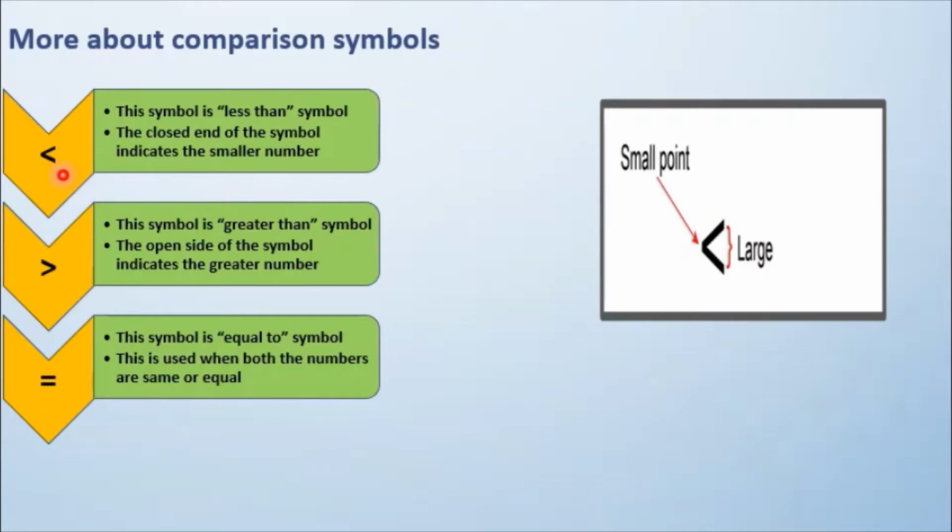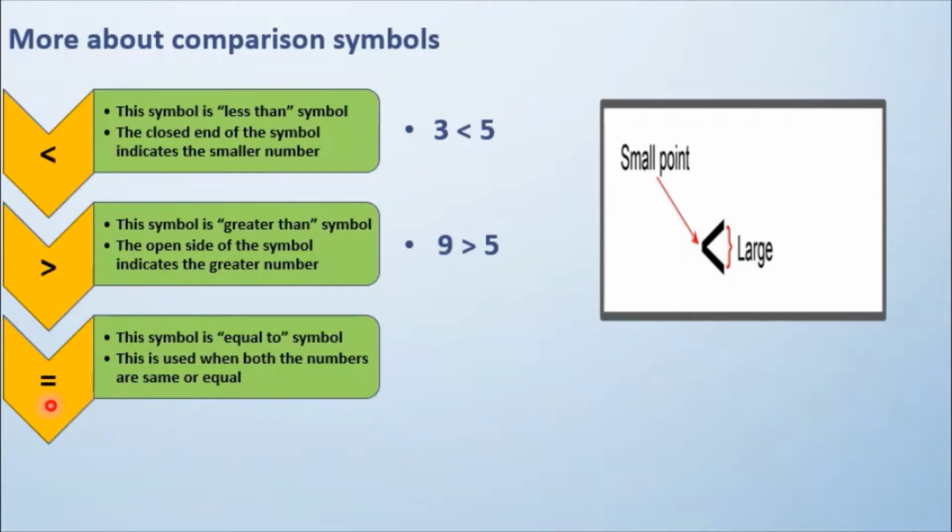The first symbol is this. This symbol is the less than symbol. The closed end of the symbol indicates the smaller number. Like this, that is 3 is less than 5. You can see a small part of the symbol is towards 3. And the second one is this symbol. This symbol is the greater than symbol. The open side of the symbol indicates the greater number. Look here, that is 9 is greater than 5. You can see the open side of the symbol is towards 9.